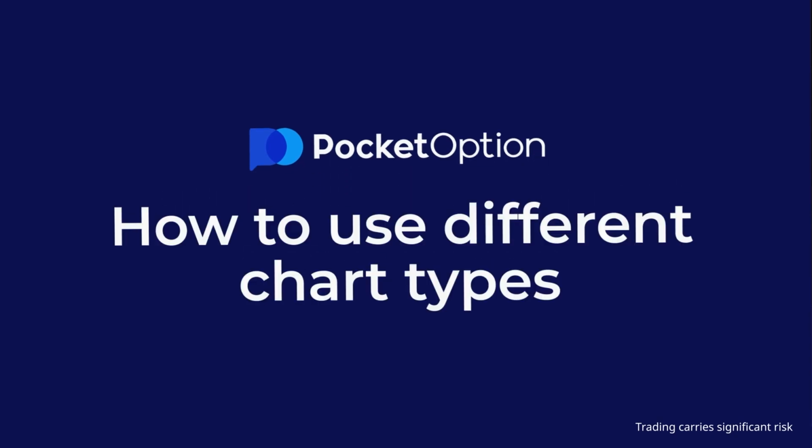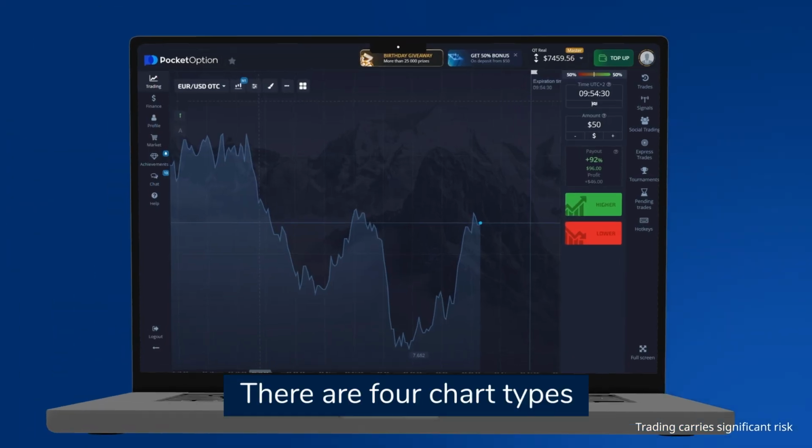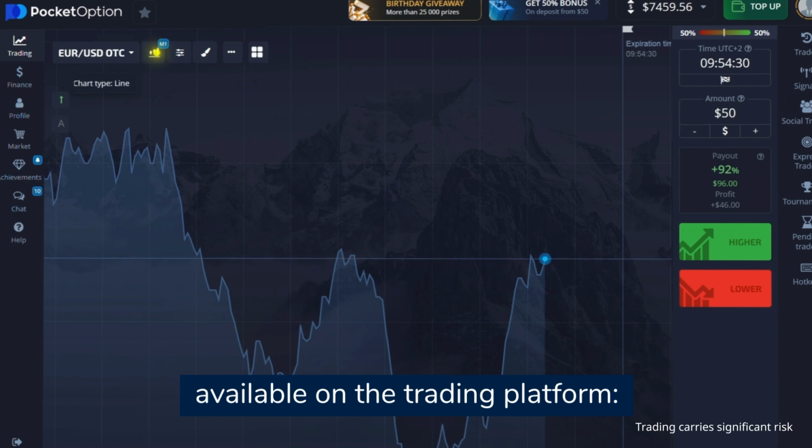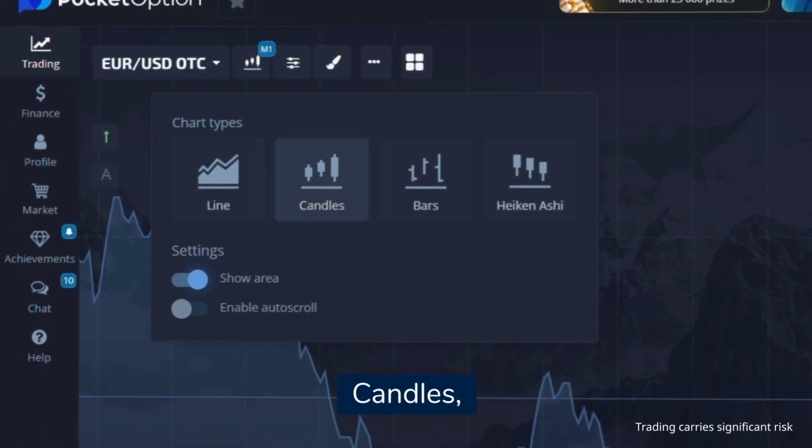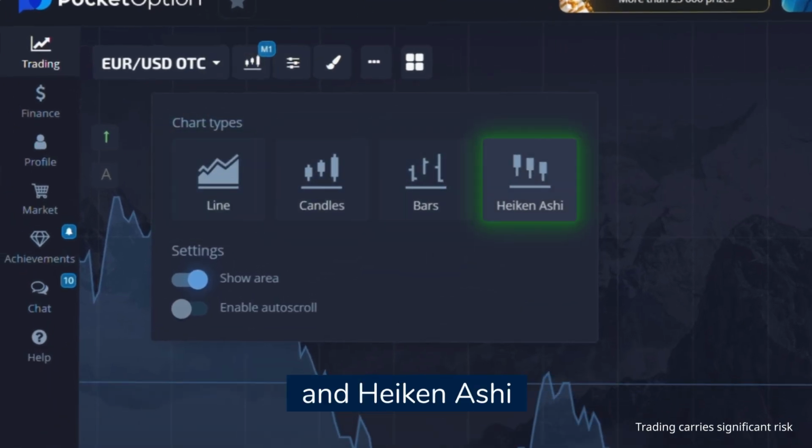How to use different chart types. There are 4 chart types available on the trading platform: line, candles, bars, and Heiken Ashi.